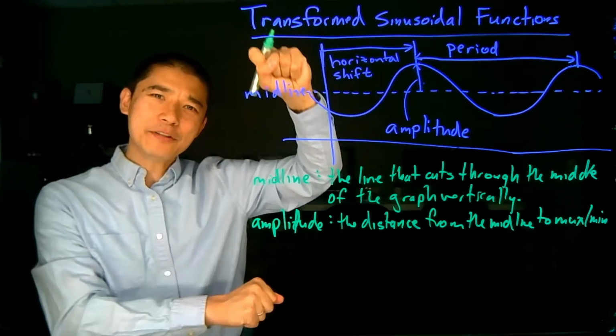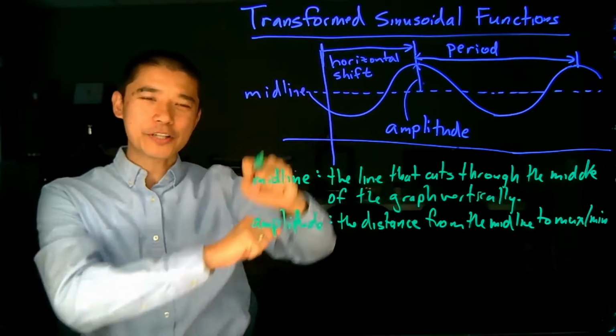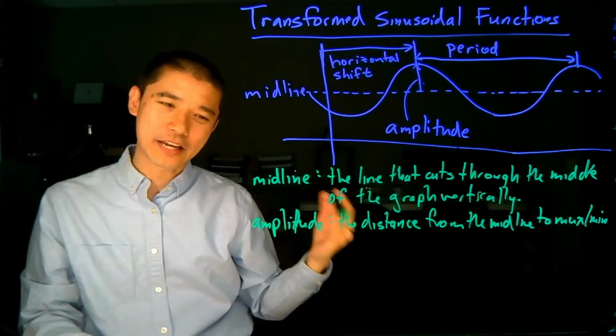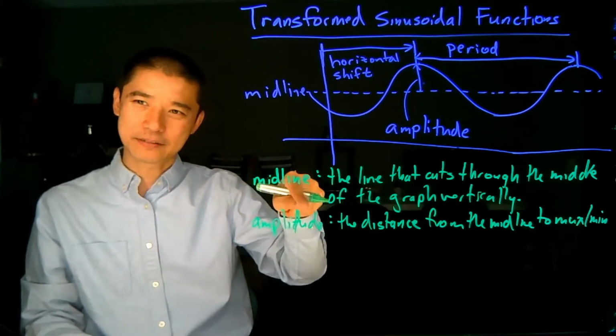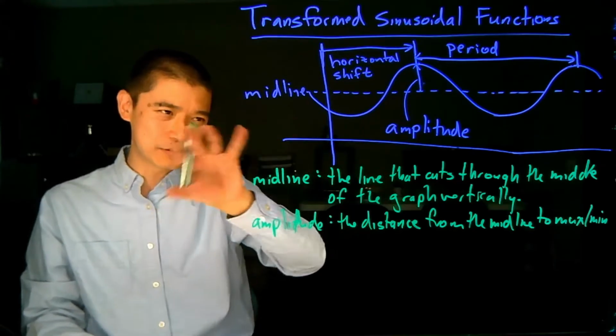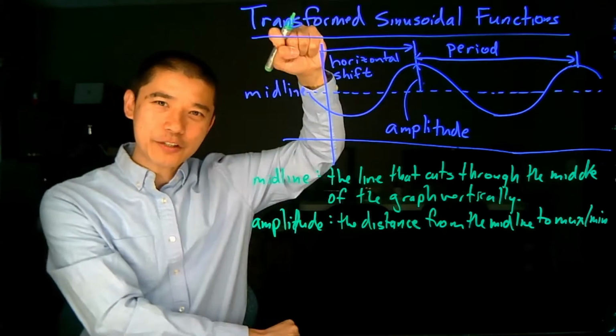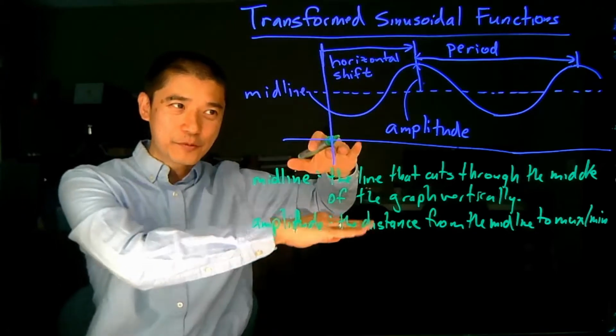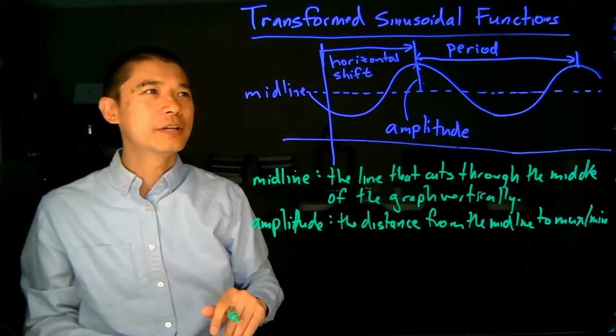And you can see that the amplitude corresponds to a vertical stretching. The initial amplitude of the basic sine and cosine functions is 1, because we think about the unit circle, right, and then we take those distances. And so if it gets stretched vertically, then we have more amplitude. If it gets compressed vertically, then we have a smaller amplitude.